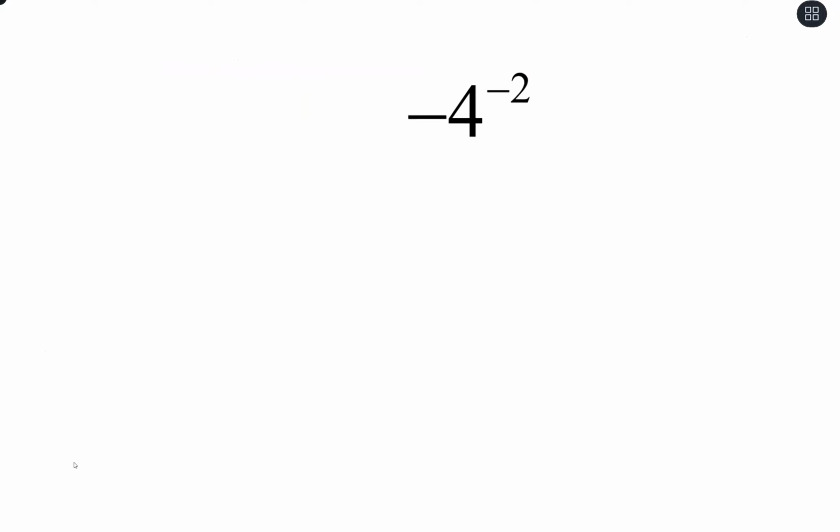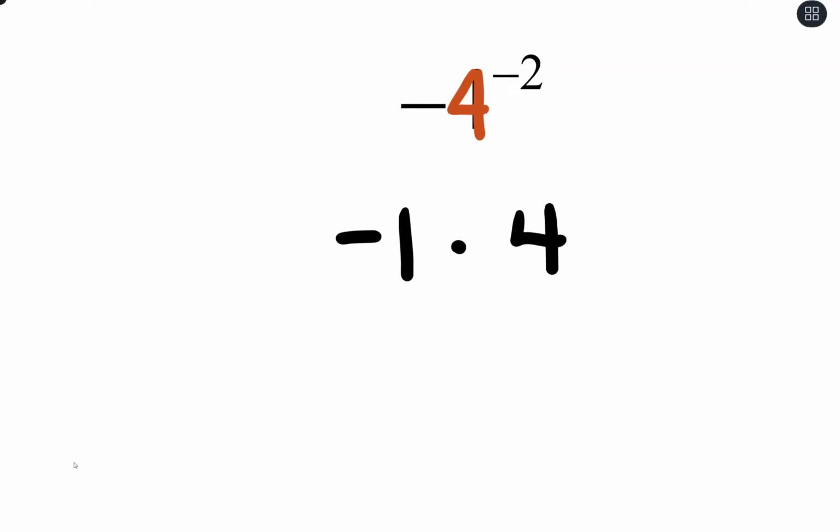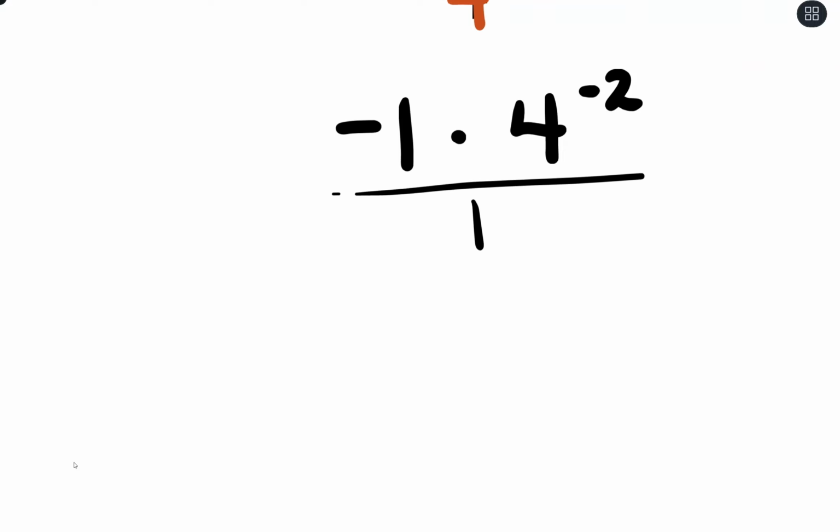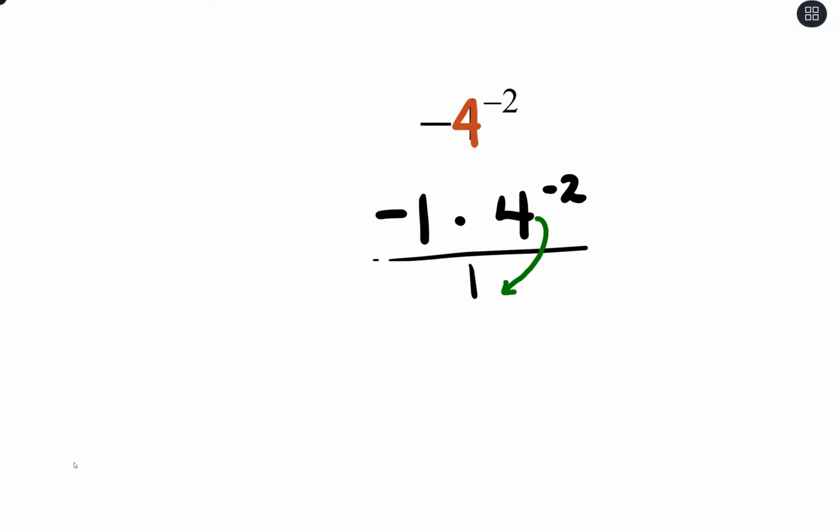Okay, what if we have so many negatives? That exponent is only affecting the 4. So that negative, because there's not parentheses, if it helps, you could rewrite this as negative 1 times 4 to the negative 2. And if it really helps, you could also show that you have this denominator of 1. So the only thing that's moving is the 4. The negative is staying put. Doesn't make a massive difference in this scenario, but it's good practice to have. The only thing moving is the 4.